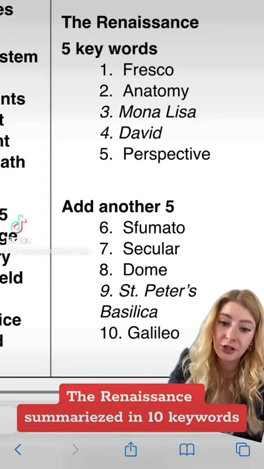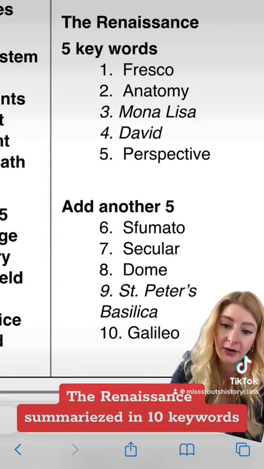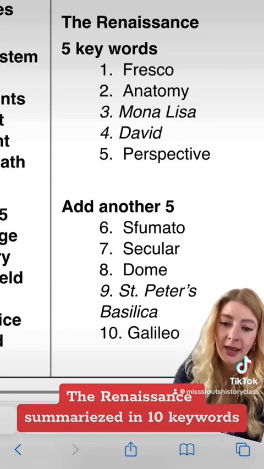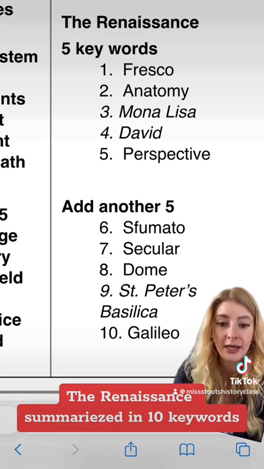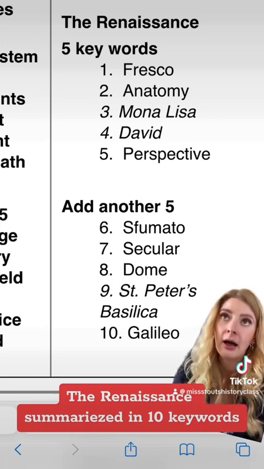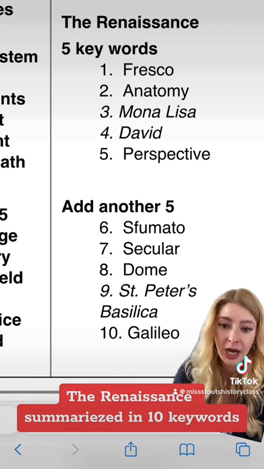Junior Cycle History students, let's do 10 keywords that relate to the Renaissance. A fresco is a painting done on damp or wet plaster. It was a very popular painting technique during the Renaissance. Michelangelo's ceiling of the Sistine Chapel is an example of a fresco.